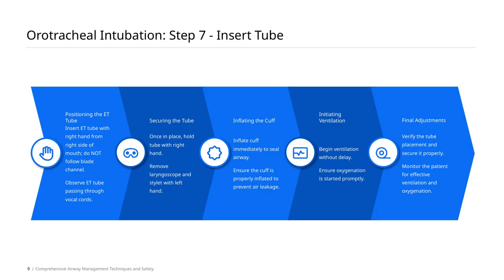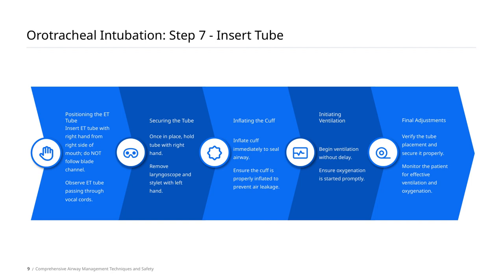Once the tube is correctly positioned and the cuff inflated, hold the tube steady with your right hand. Use your left hand to carefully remove the laryngoscope and stylet, making sure not to dislodge the tube in the process. When inserting the endotracheal tube, do so from the right side of the mouth with your right hand and avoid following the blade channel to minimize trauma.